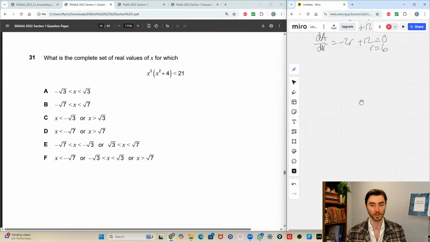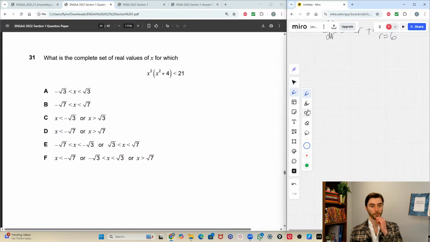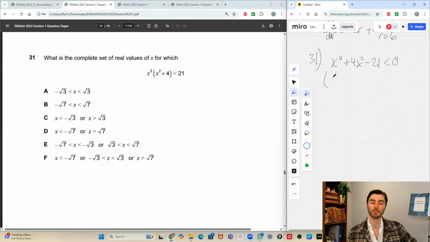Okay, focus. I've got these wrong in the past, and I'm not going to get it wrong this time. So 31. This means that x to the 4 plus 4x squared minus 21 is less than 0. So that's x squared plus 7, x squared minus 3.